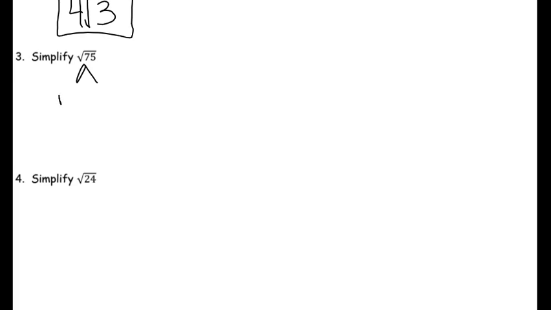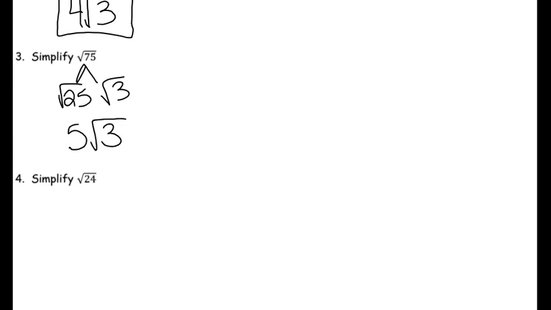So I can split this up into the square root of 25 and the square root of 3. It's not always going to be the square root of 3. It just so happened that this is happening. So the square root of 25 we know is going to be 5, and we can't simplify the square root of 3 anymore, so it stays as the square root of 3.